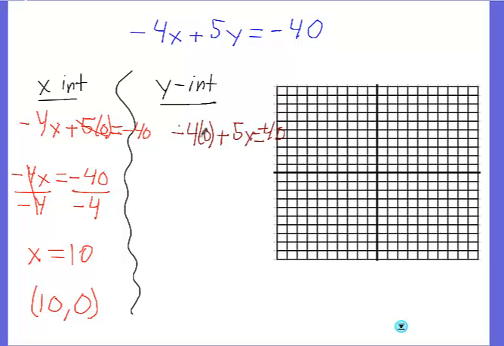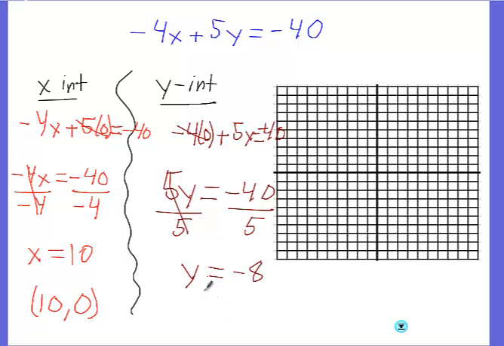So we have negative 4 times 0 plus 5y equals negative 40. Negative 4 and 0 is 0. 5y equals negative 40. Divide both sides by 5, and you get y is equal to negative 8. So our y-intercept is (0, negative 8).